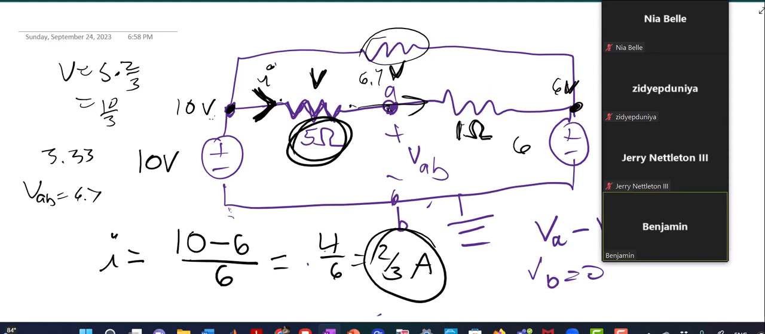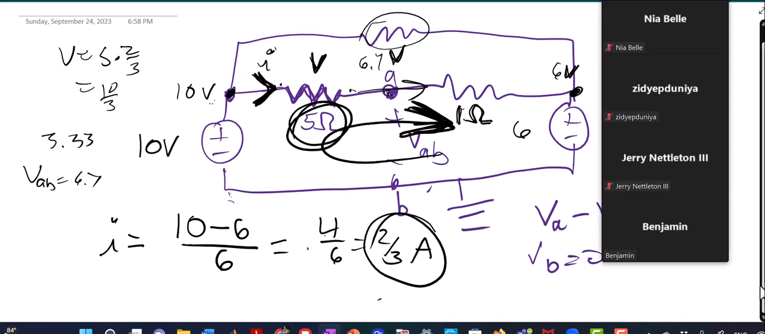Could you use KCL and KVL on this? Sure. And by the way, the way I'm doing things really is kind of KVL and KCL. I just don't call it that. But let's do it that way. So let's say that I have a loop right here, through that bottom. Then, going across the way I have this drawn, it would be minus 10 plus 5i plus 1i plus 6 equals 0.